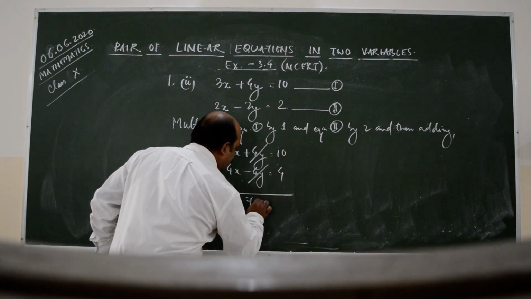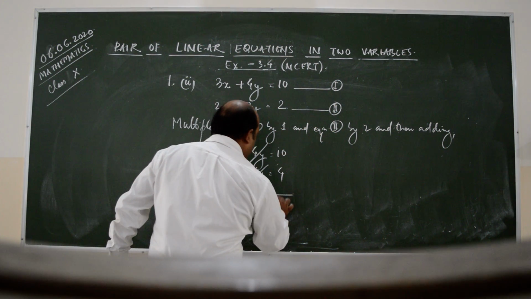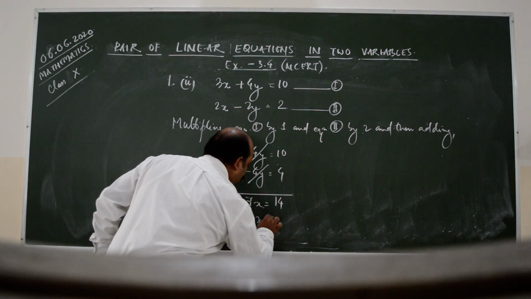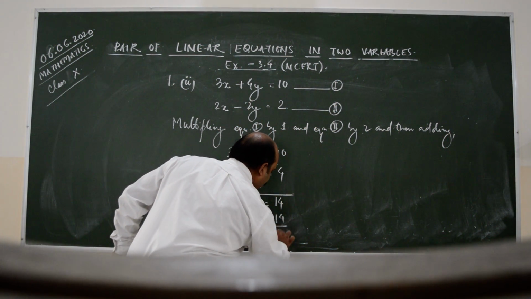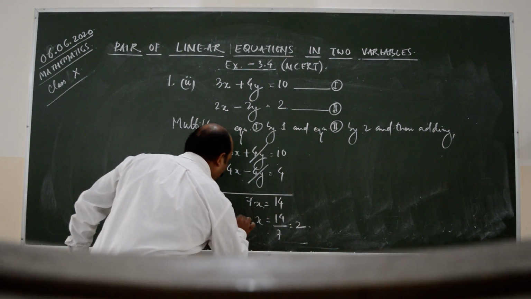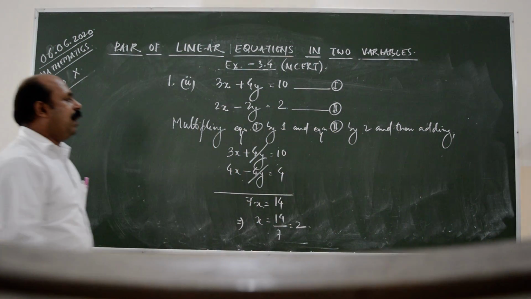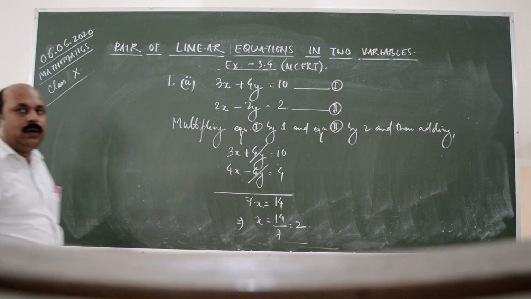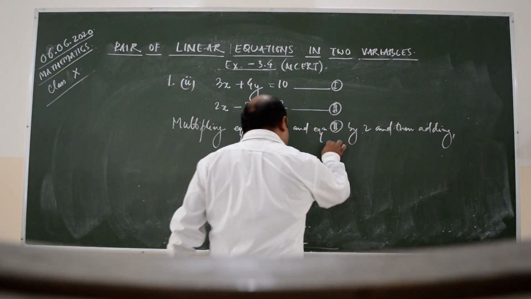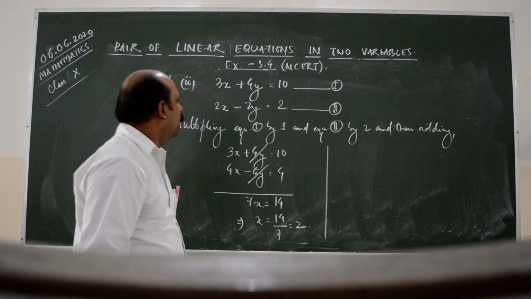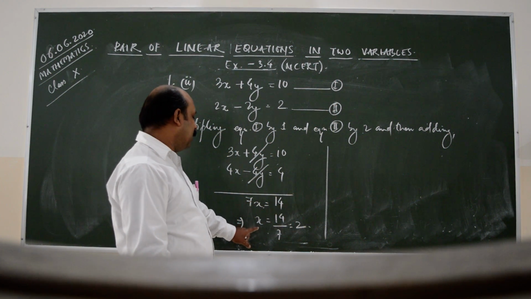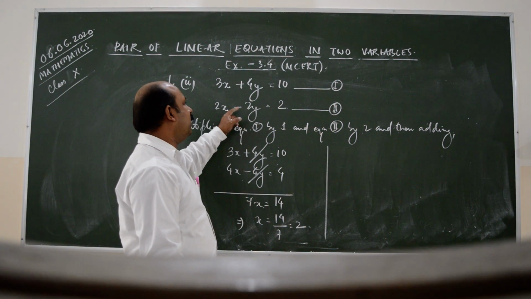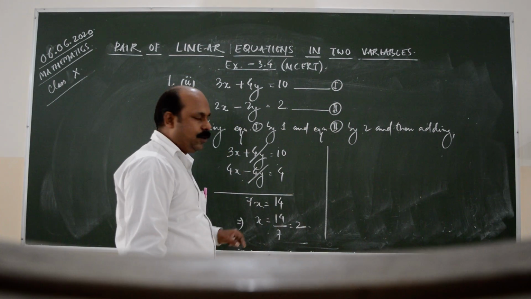3 and 4 is 7x. 10 and 4 is 14. So the value of x is 14 by 7, that is 2. So we have got the value of x as 2. Now we will put this value in any of the equations of our choice. So we will put the value of x in equation number 2, as it is comparatively a simpler equation.